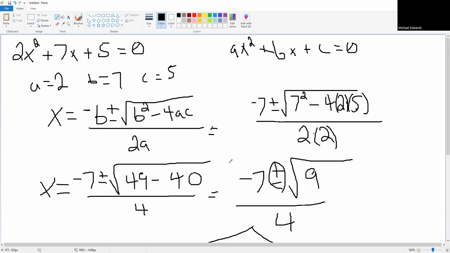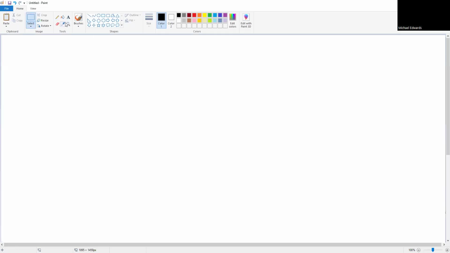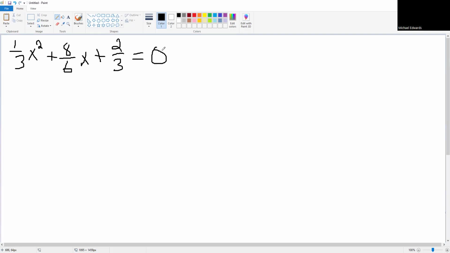Well, let's do another one. Oh, goodness. This one wants to throw you a curveball. It wants to make it look difficult without it being difficult. So let's go through it. 1/3 — this says k, I'm going to use x — x squared plus 8/6 x plus 2/3 equals 0. Perfectly legitimate. We can use this.